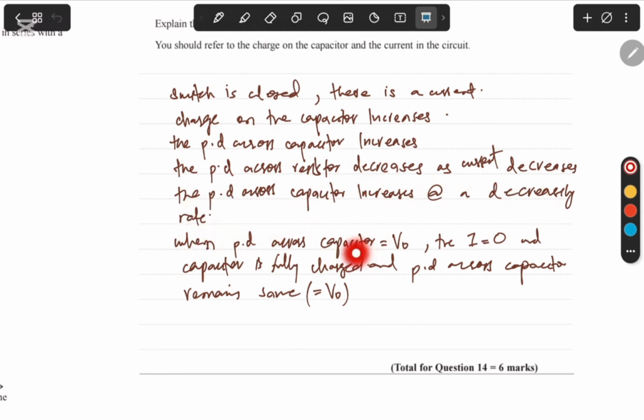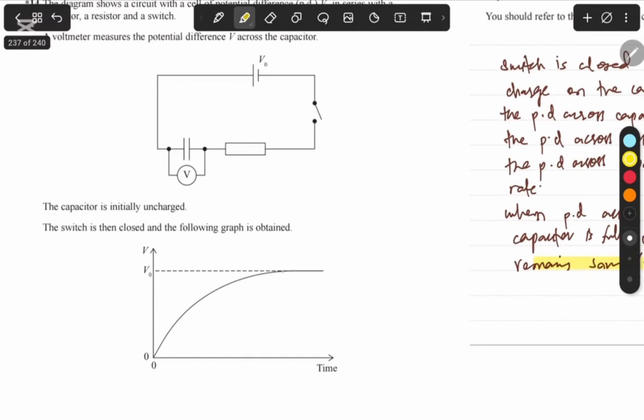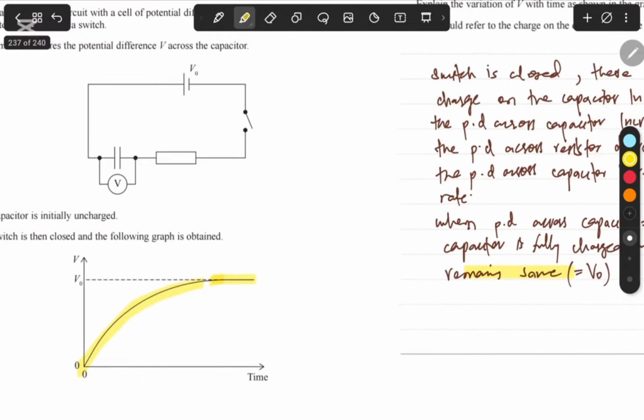And then when the PD across the capacitor is equal to the EMF of the battery, the current I is equal to 0, and the capacitor is fully charged, and the PD across the capacitor remains the same. This last point is basically talking about the graph, what you're going to be seeing on the graph. So it becomes constant, and before that it increases at a decreasing rate.